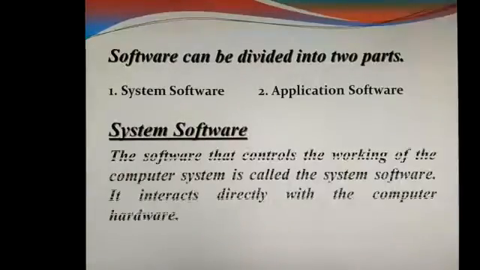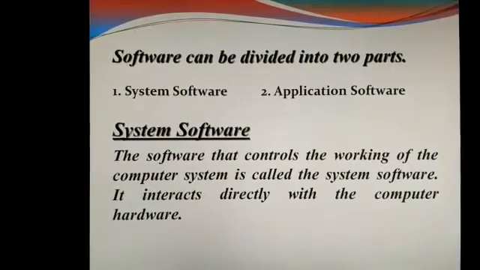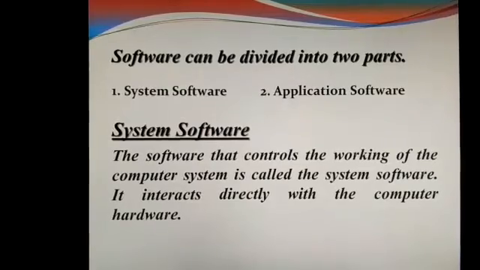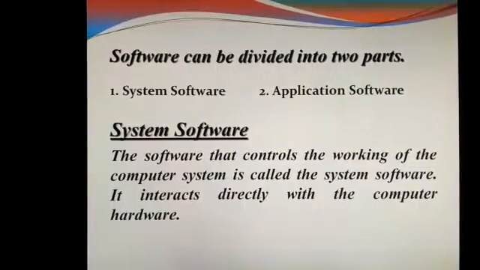System software. The software that controls the working of the computer system is called system software. It interacts directly with the computer hardware. Students, system software controls the overall operations and internal working of the computer system. It helps in the smooth functioning of a computer system. It also forms a link between the user and the hardware.